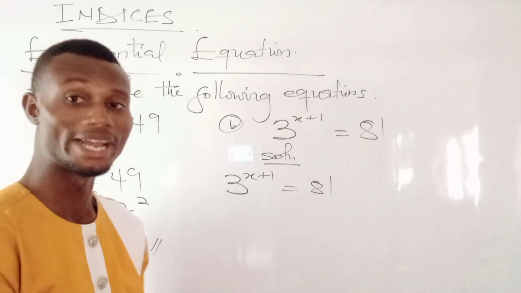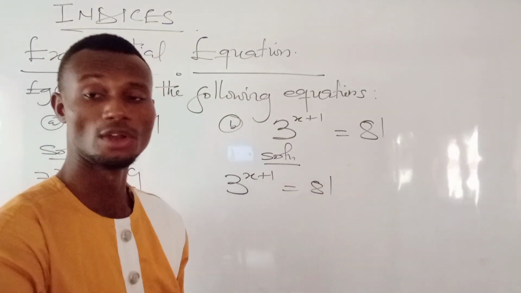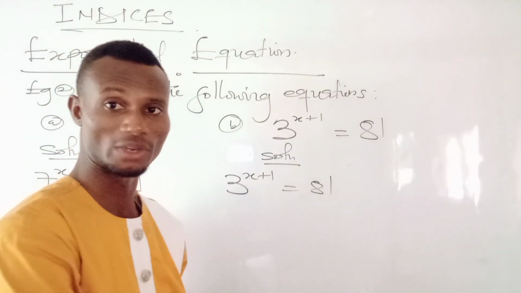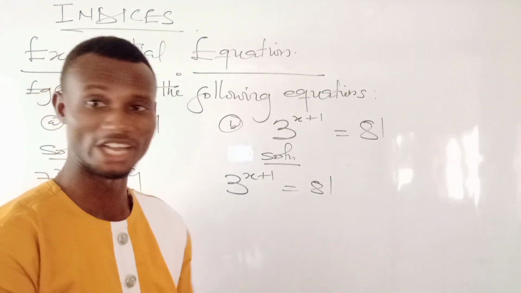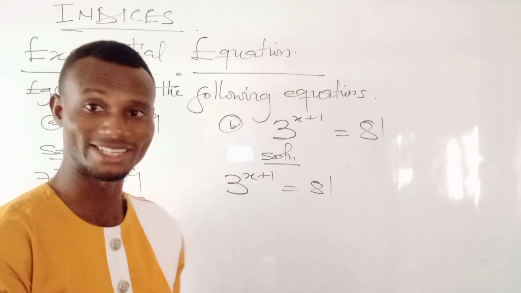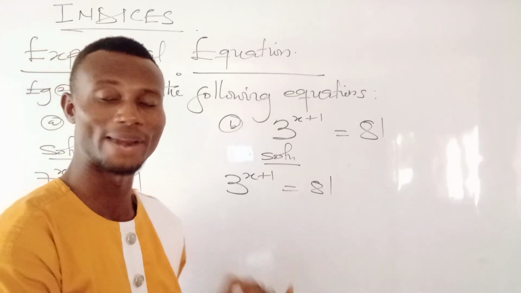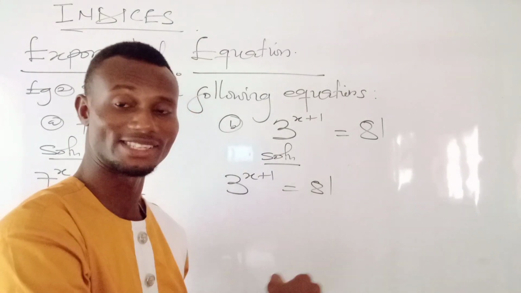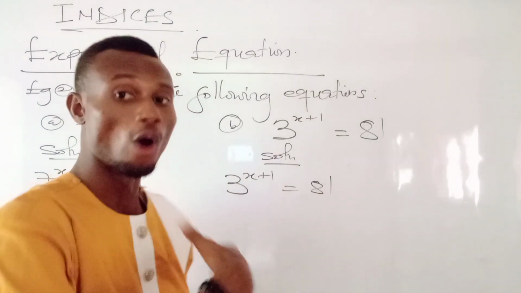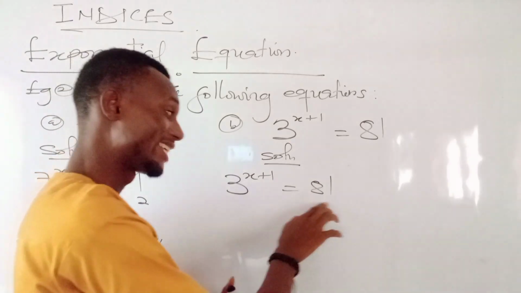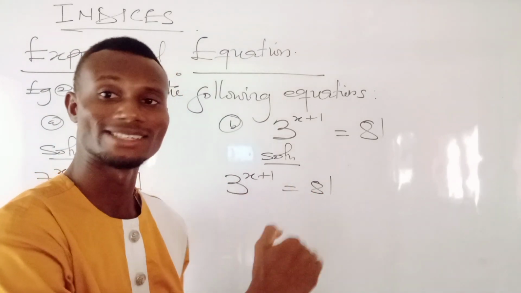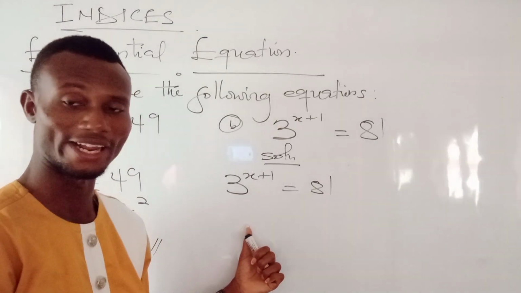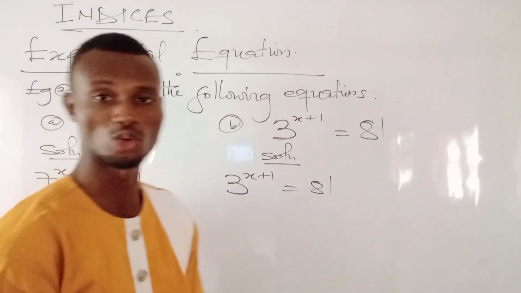In other words, the 81, we are going to express it as a product of prime factors, which I've already taught you how to do. So we are just applying that knowledge here. So the 81, I'm going to express it as a product of prime factors, or in other words, I'm writing it as 3 to the power something because it needs to have the same base as this 3. Now let me show you how to go about that.